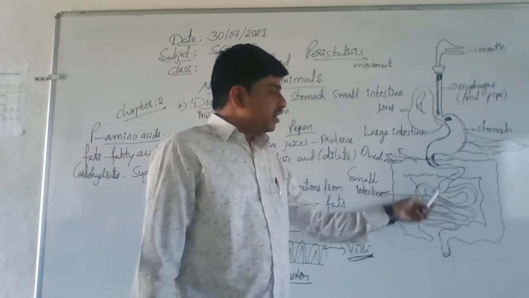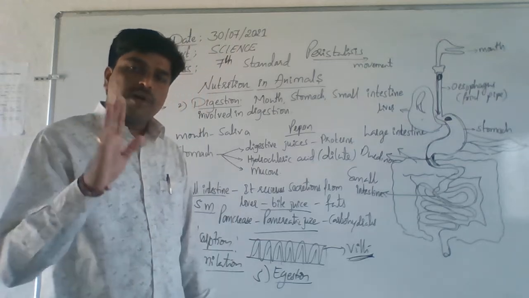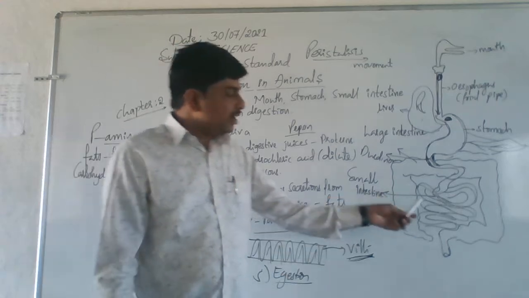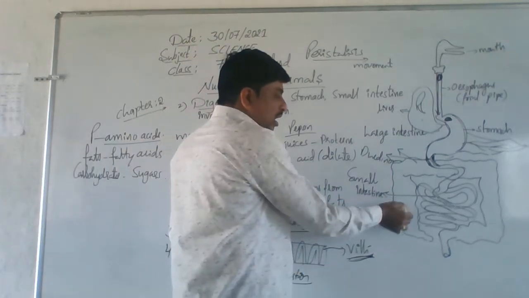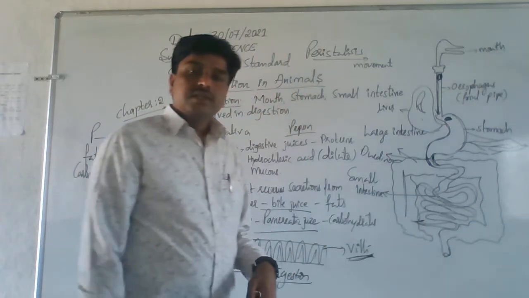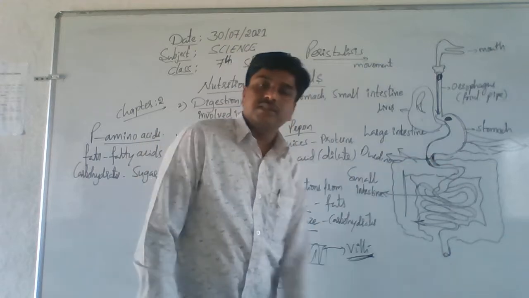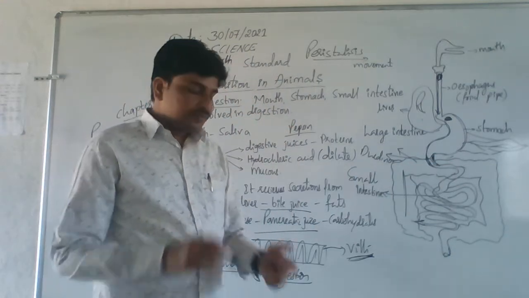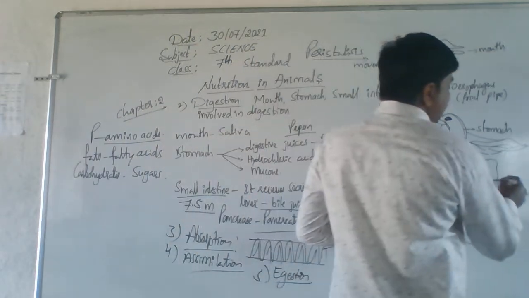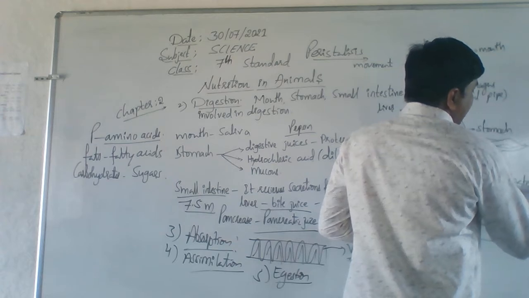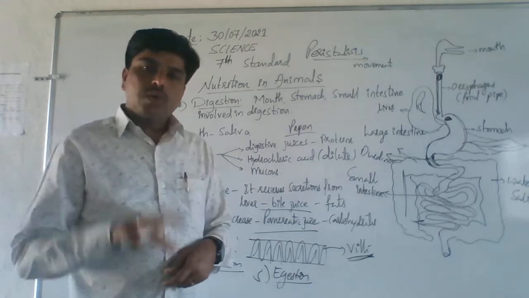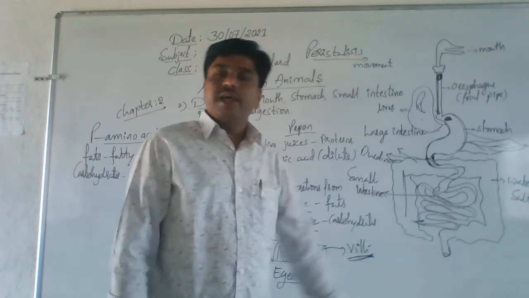Understand? When food undergoes complete digestion in the small intestine, some part of the food remains undigested. That undigested food enters the large intestine. The large intestine absorbs water and salts from the undigested food.